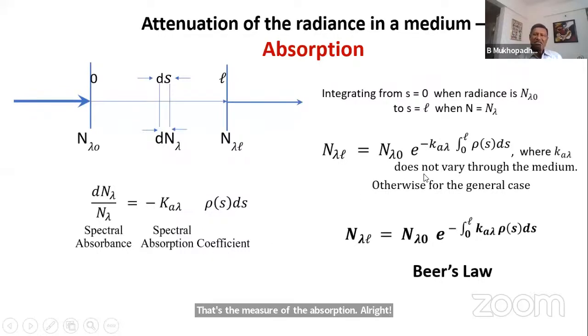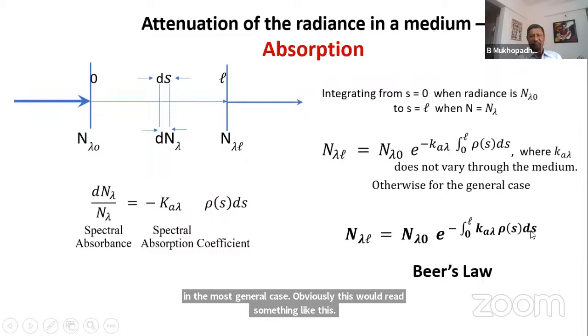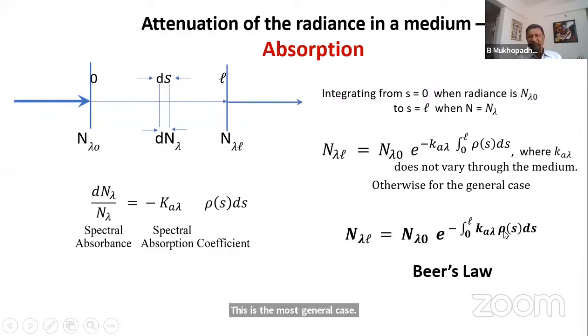All right. Now, that's a very simple, I have jumped these steps because when you integrate this, on the left-hand side, you have a log function. And then when you write the log function in terms of the natural logarithm, you get this equation. Now, in the most general case, obviously, this would read something like this, where k also is a function of s. Rho is obviously a function of s. And therefore, we can now define products of these a pair at a time. Rho into ds, does it have a physical meaning? K into rho into ds, does it have a physical meaning? We would now investigate into this.